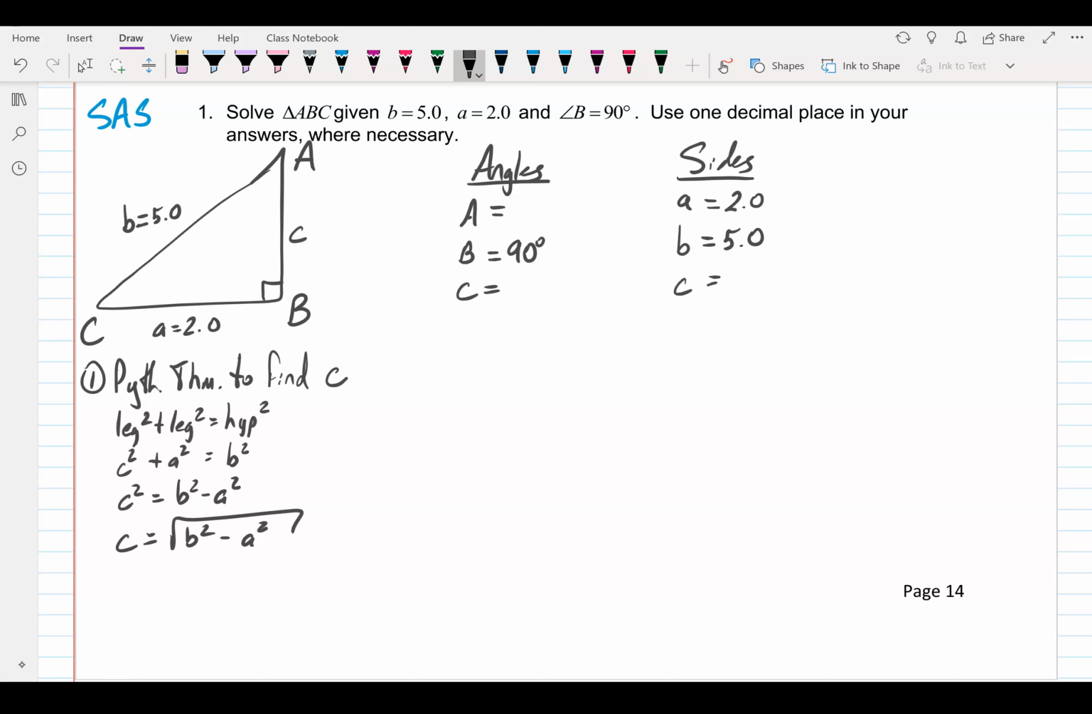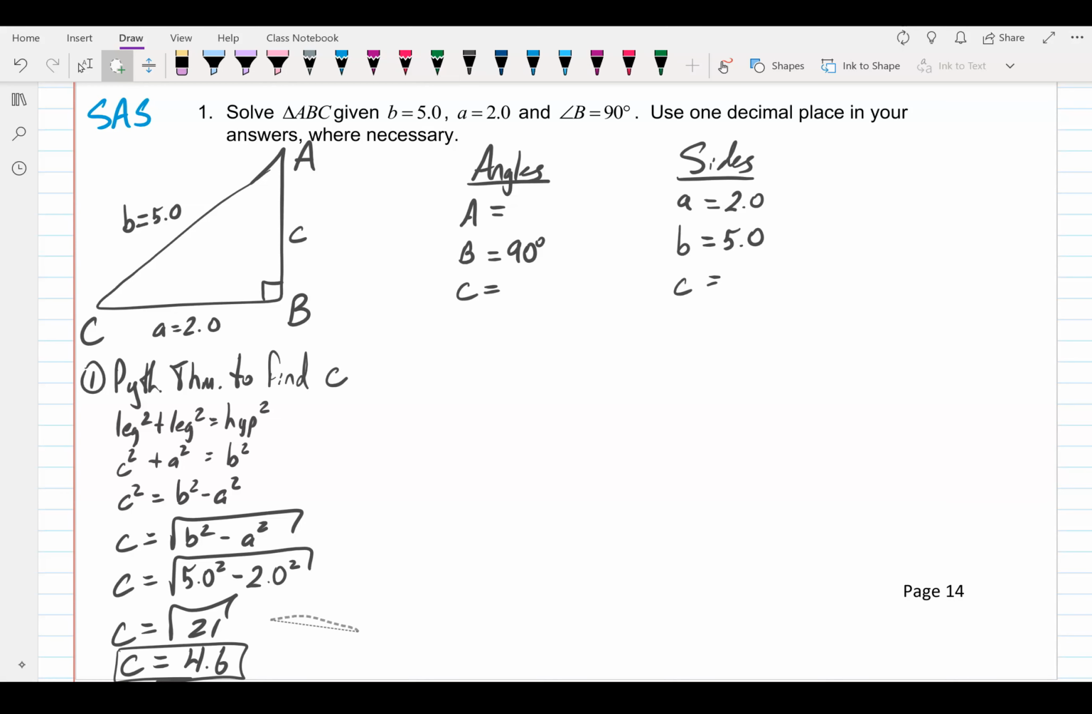I know I'm going to solve for c, so I'm putting the square root around it. b squared is 5 squared. Then we have 2 squared. Square root it. C is then the root of 21, or in other words, C is equal to 4.6. So I'm one step closer to solving this thing.